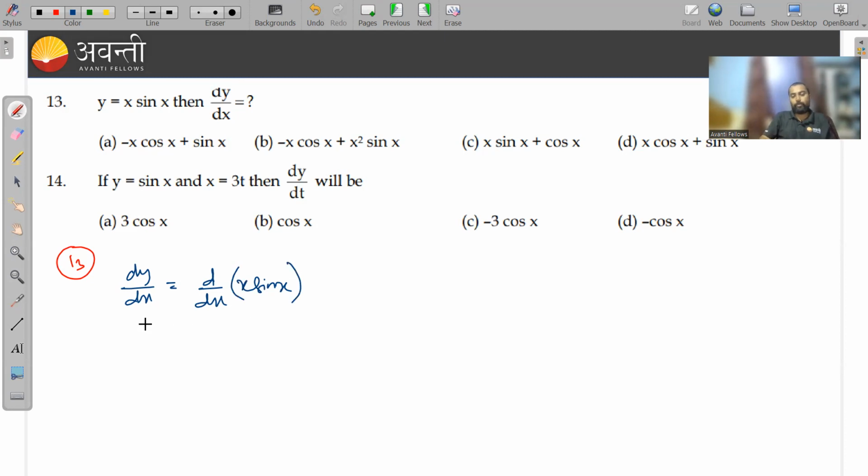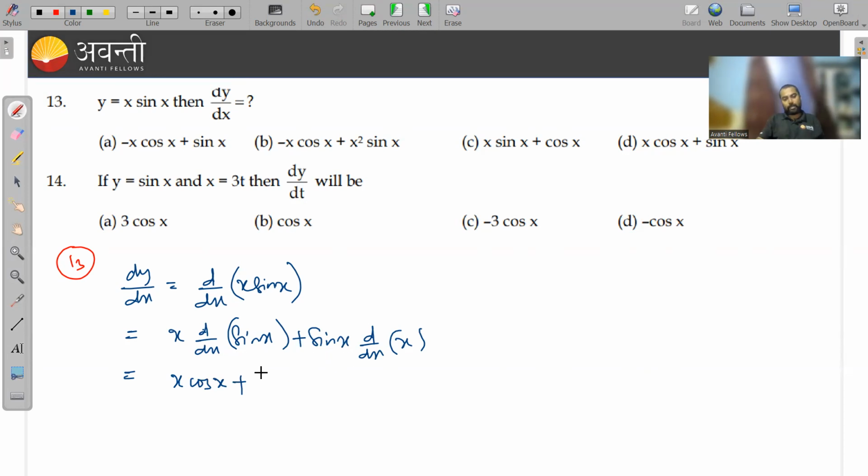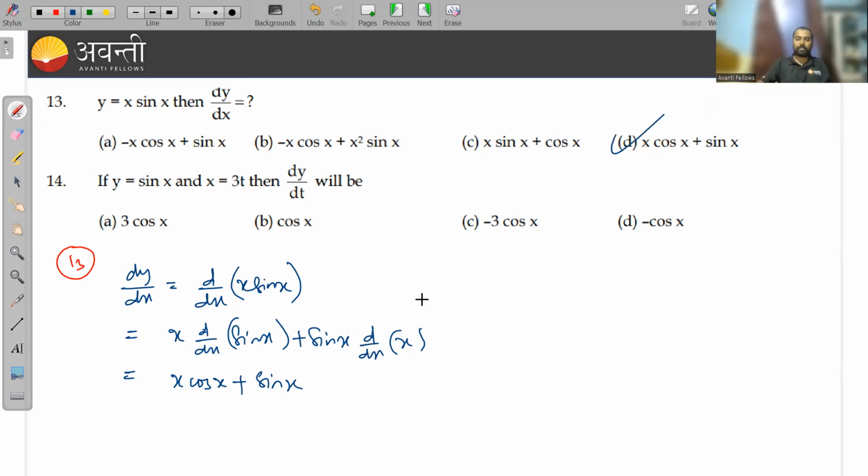Okay, so if we use the product rule, because x is my first function, sin x is my second function, so x into derivative of sin x, d by dx of sin x, plus sin x, the second function, into derivative of first function, that is d by dx of x. So you can see here x into derivative of sin x is cos x plus sin x into derivative of x is 1, right? So x cos x plus sin x. So option D is correct, x cos x plus sin x.